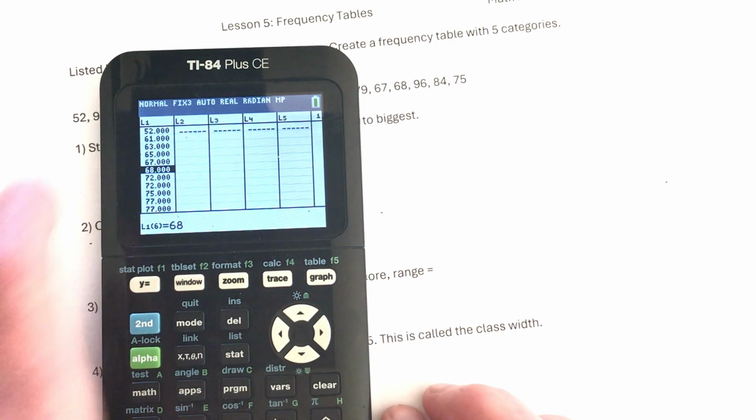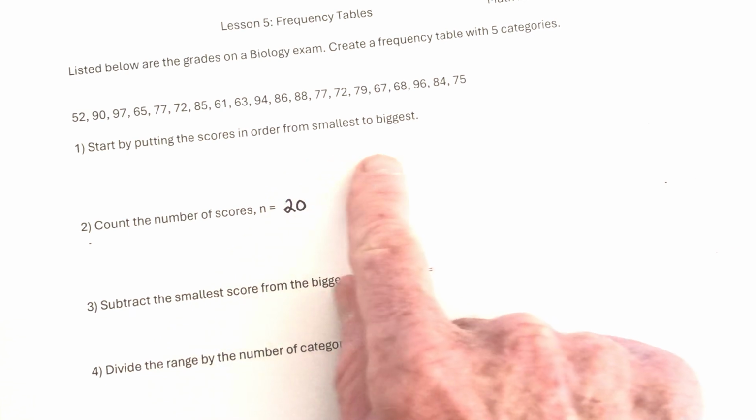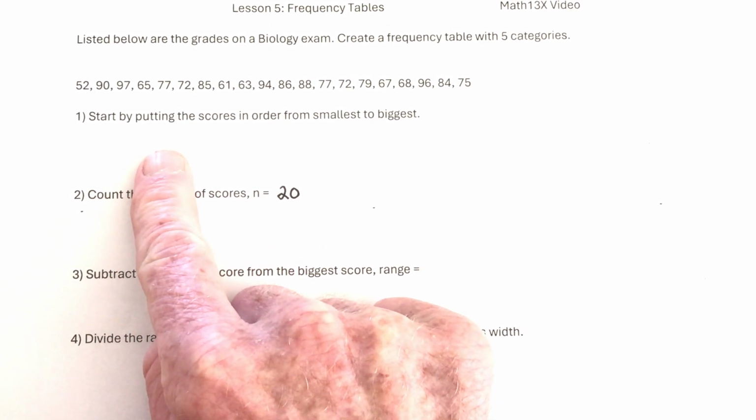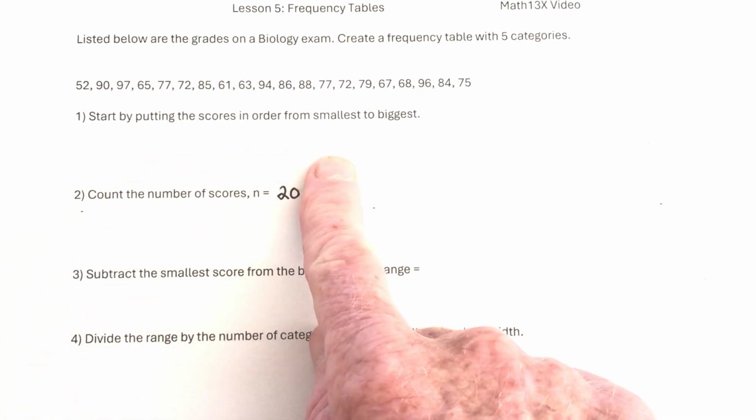So you don't really need to write that down right here, just if you're using the calculator. If you are not using the calculator, then you would need to write it down right here.